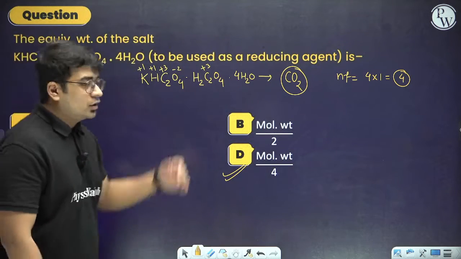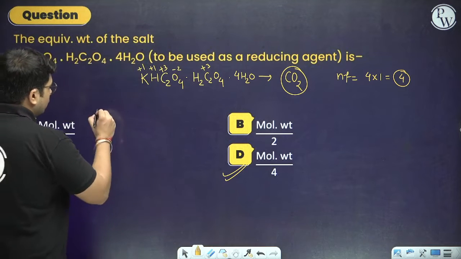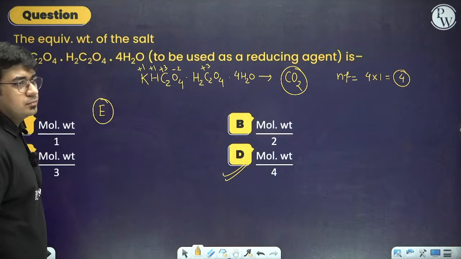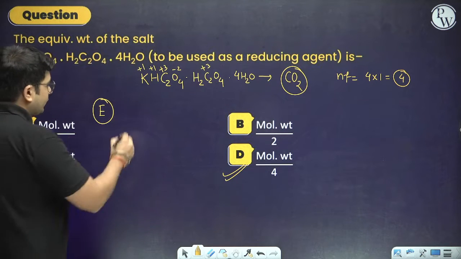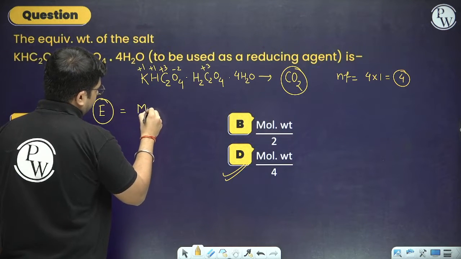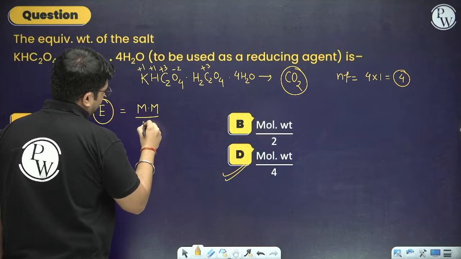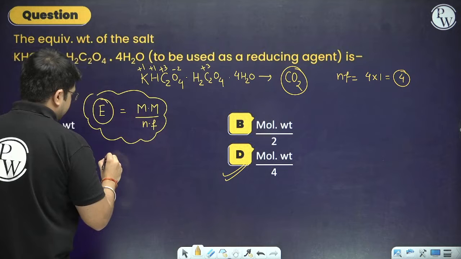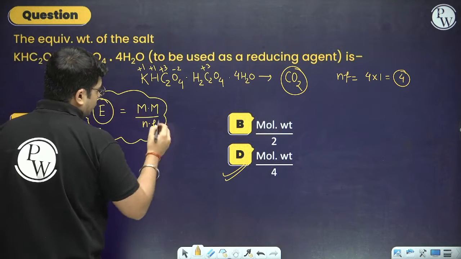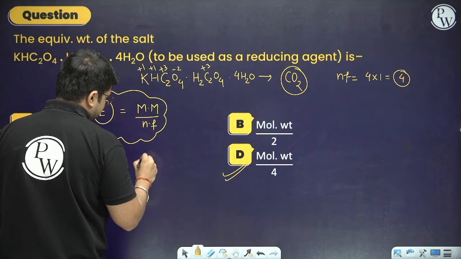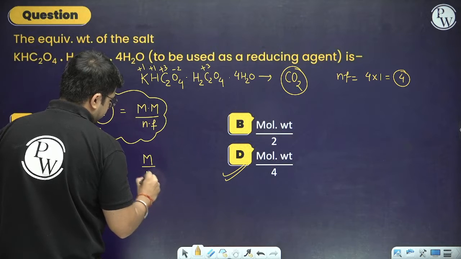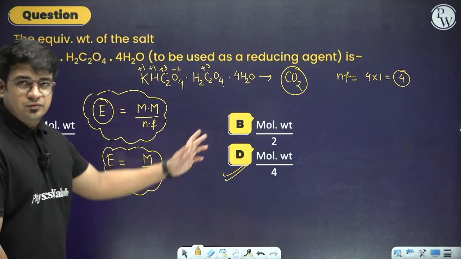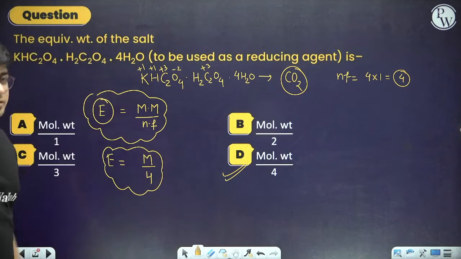So how do you calculate this entire part? I told you that equivalent weight will be basically molar mass divided by N factor. So in that case, its equivalent weight will be whatever molecular weight it has divided by N factor, which is 4. That will be the answer, which is option number D. I hope this part is clear.